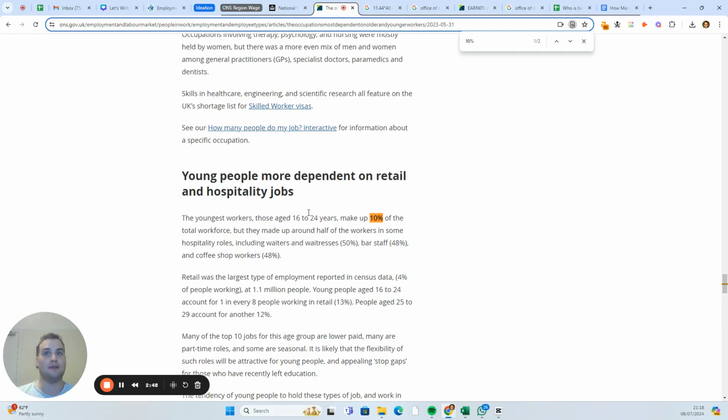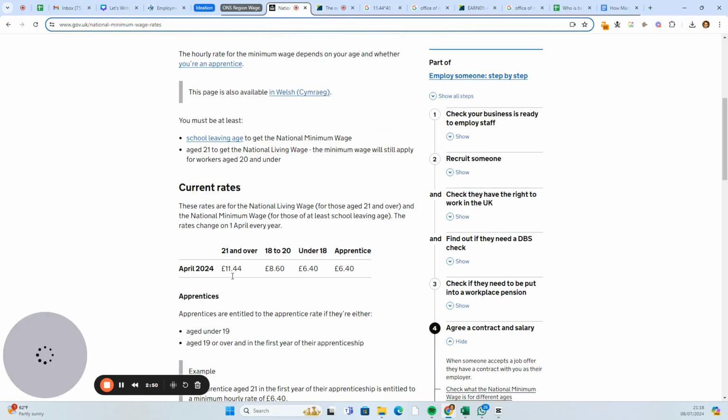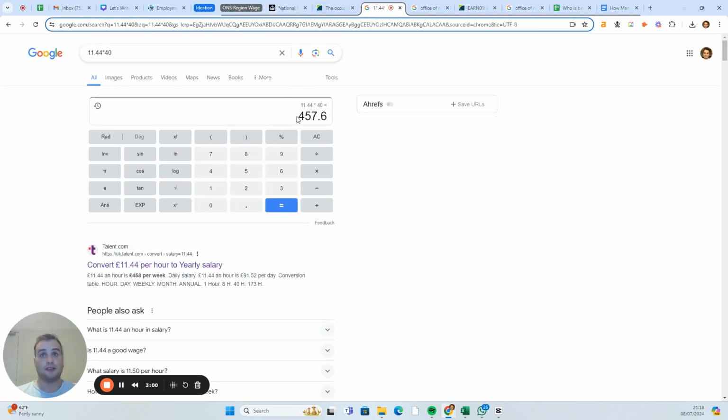So I'm taking that into account, that 90% of the workforce should be earning at the very least £11.44 an hour. So I just multiplied 11.44 times 40, and that gives you 457.6. And that's the amount you should be earning if you're over 21. That's the amount you should be earning before tax per week if you're earning the minimum wage.